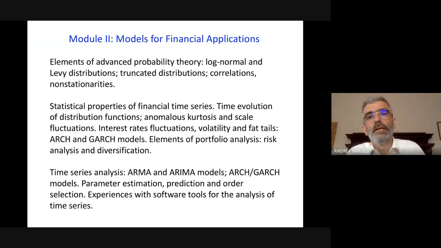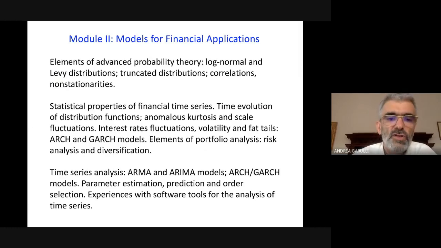In the second module, the one dedicated to financial applications, you will first have some advanced elements of probability theory, because there are specific distributions that are useful in this context. Then we will study statistical properties of financial time series, and in particular those that describe interest rates, fluctuations, volatility, fat tails, all these phenomena that are related to the financial area. There will be elements of portfolio analysis in which you take into account the risk and how to diversify your portfolio in order to minimize the risk.